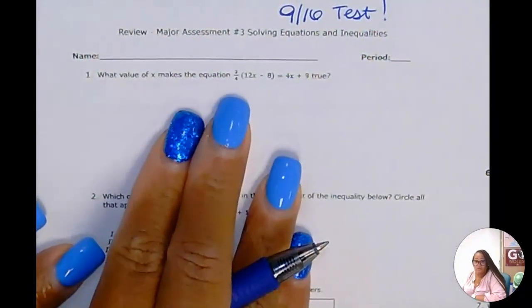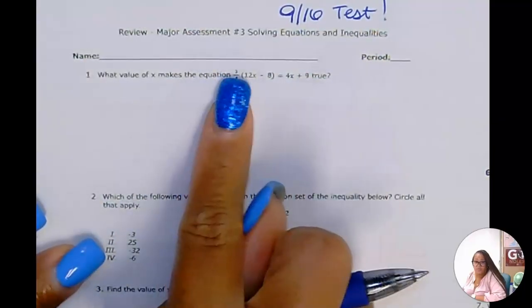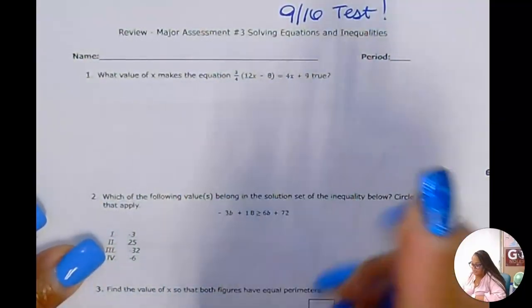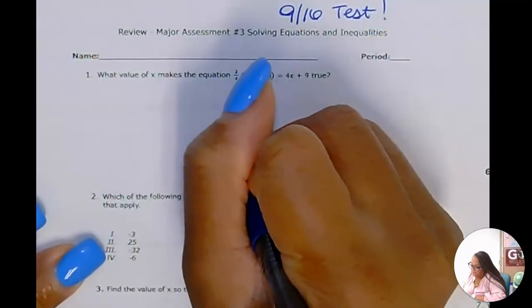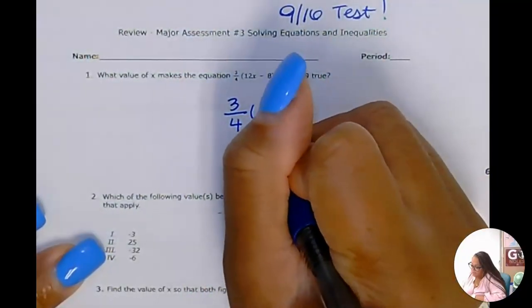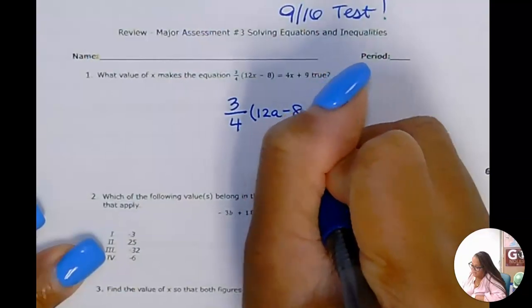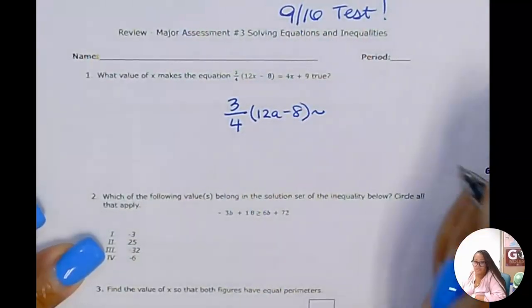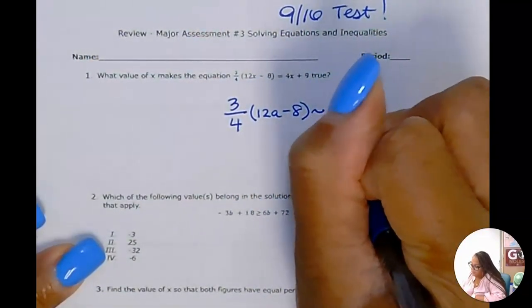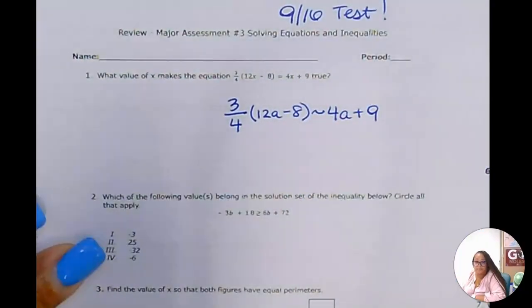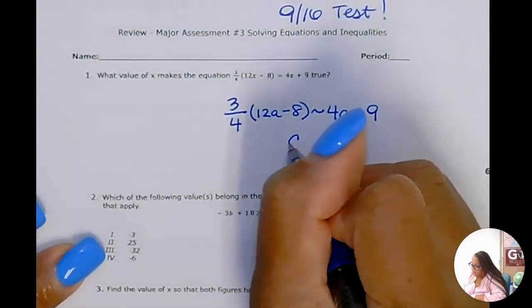So this first question, I would use Desmos. This is an equation. It has one variable, which is x. I would change the variable to an a. So in Desmos, I would type 3/4 times 12a minus 8, and then use a tilde to say 4a plus 9. So type that in, tell me what the variable equals, and you'll be done with that one.